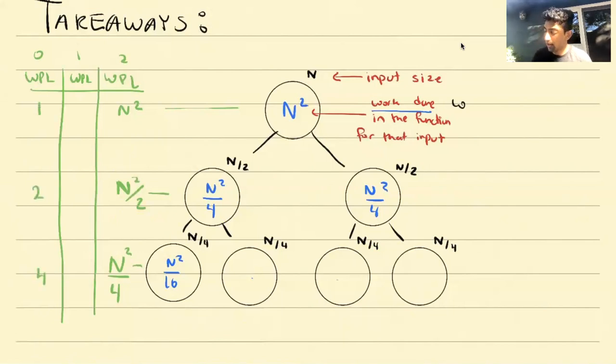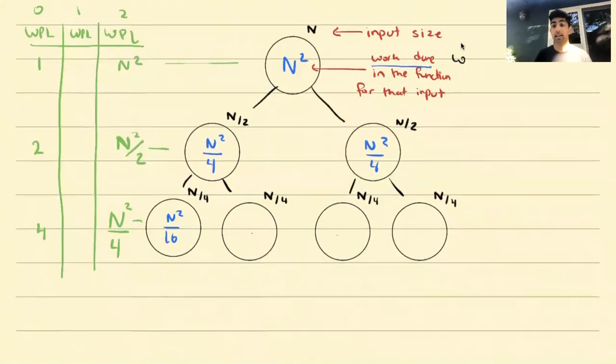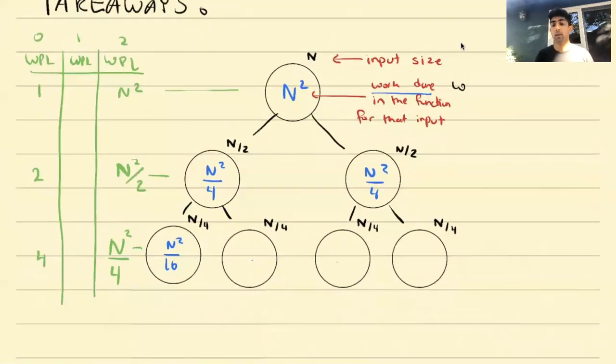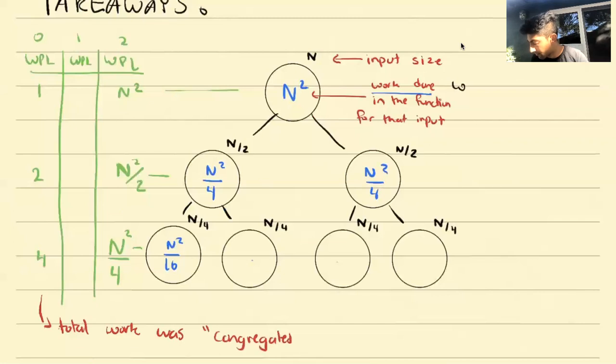Okay? So what we'll notice is that in the first example, we kind of had the following sum. And what we notice in this example is that the total amount of work that we were doing was kind of congregated at the bottom of the tree. Okay? So in example 1, the total work was congregated at the bottom of the tree, right? Because we had the sum 1 plus 2 plus 4 all the way up till n. So we knew that bottom level was the only level that really mattered.